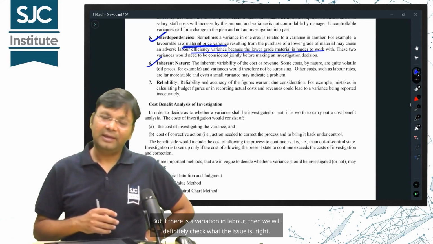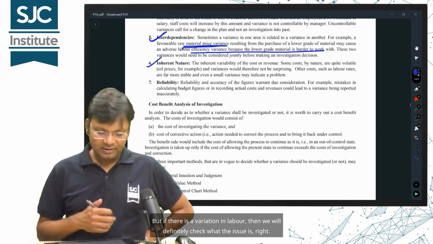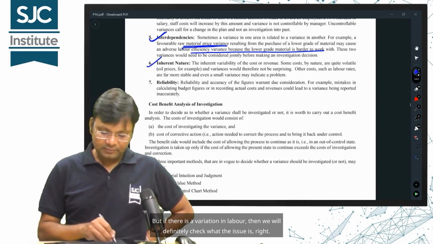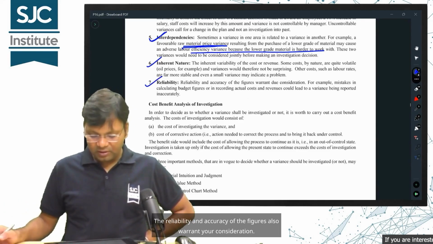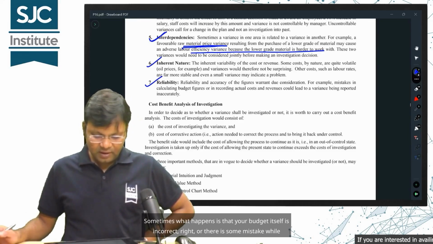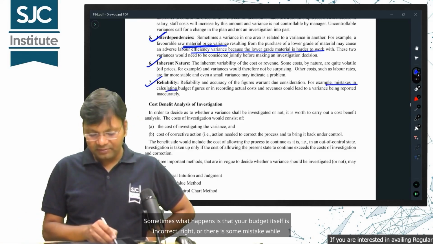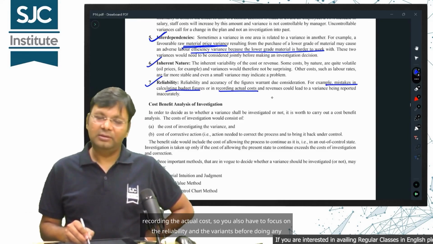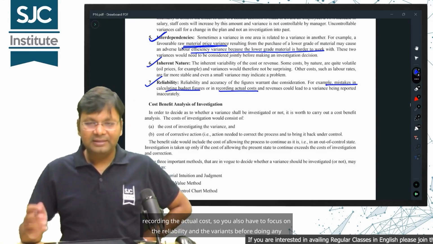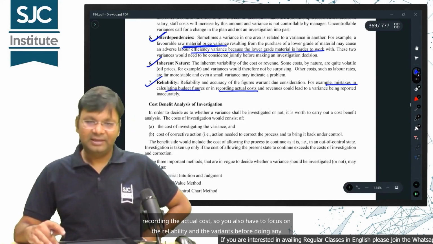But if there is a variation in labor, then we will definitely check what the issue is, right? The reliability and accuracy of the figures also warrant your consideration. Sometimes your budget itself is incorrect, or there is some mistake while recording the actual cost, so you also have to focus on the reliability and the variance before doing any checking.